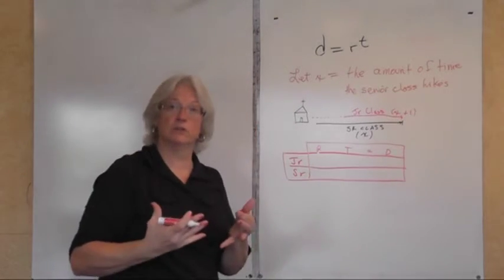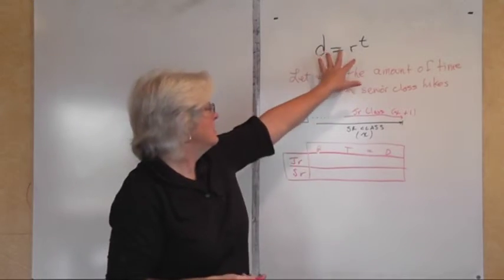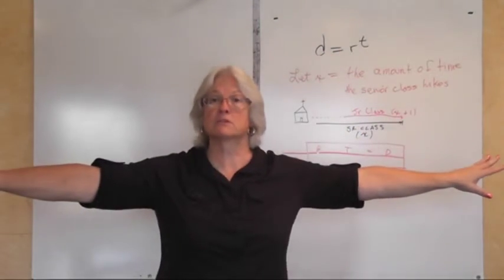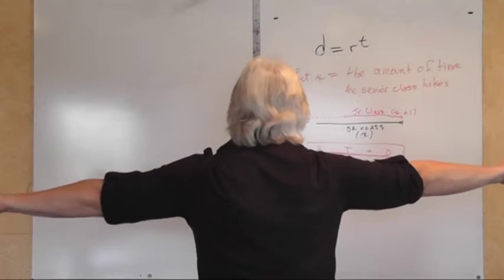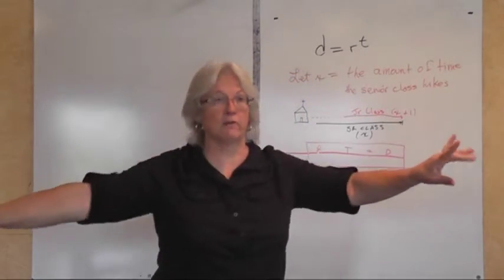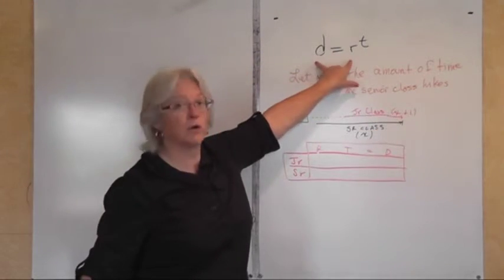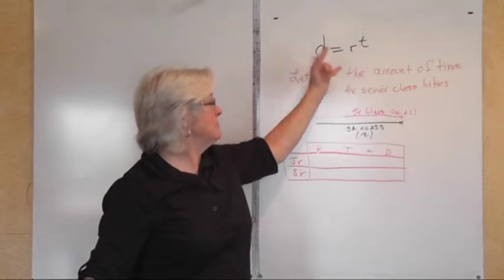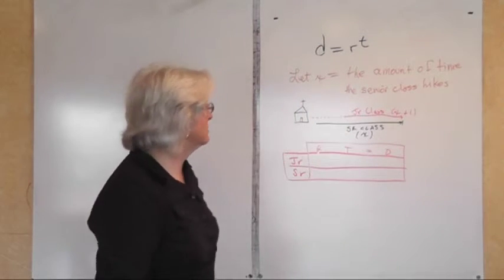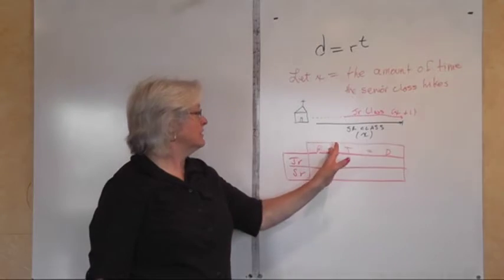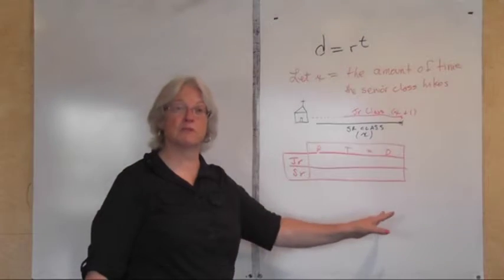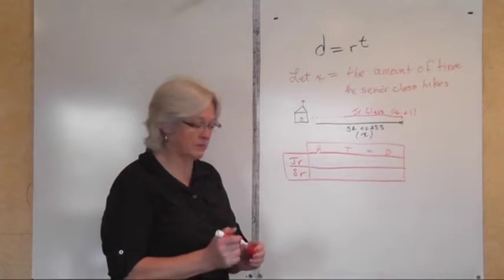And you know that you can legitimately do this because when you have something that's balanced, it doesn't matter which direction you have it. These are equivalent. Distance is rate times time. Flip it, rate times time is also equal to distance. Now let's look and see what pieces of information we can fill in here.